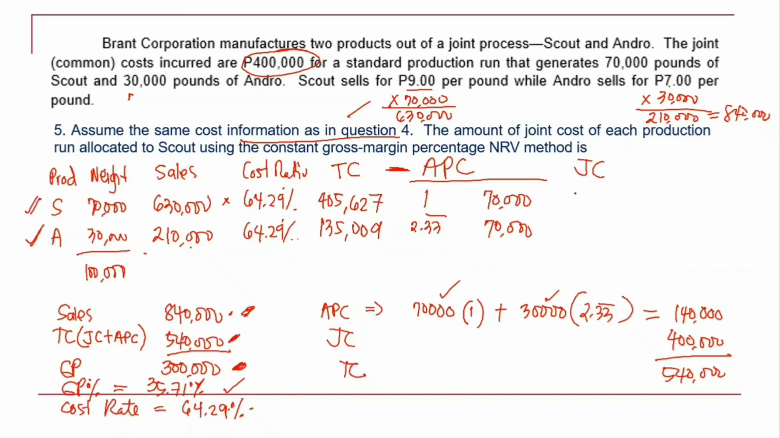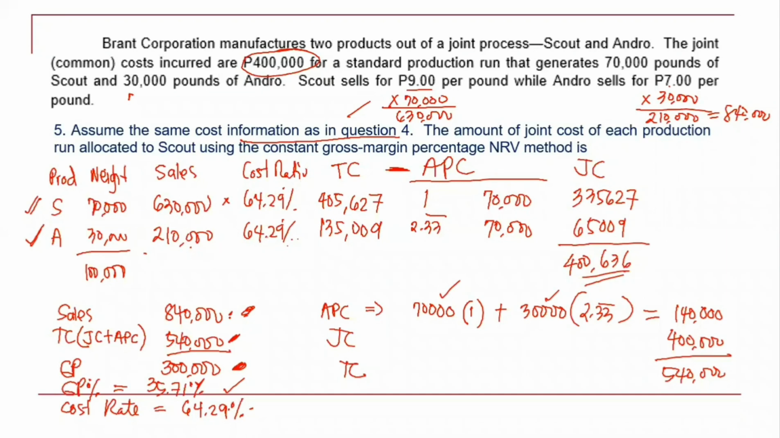So that would be magkano dito? 335,627. Ito naman ay 65,009. So ang total joint cost natin ay 400,636. Ayan. Kung mapapansin nyo, meron tayong butal or difference na 636 pesos. That is just due to rounding off. Pero pag in Excel file mo to or dire-diretso sa calculator, wala po magiging difference.